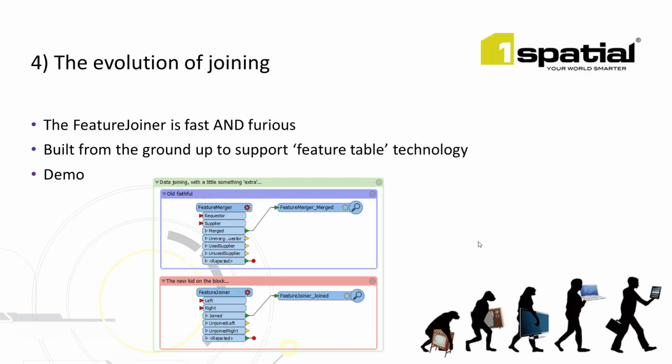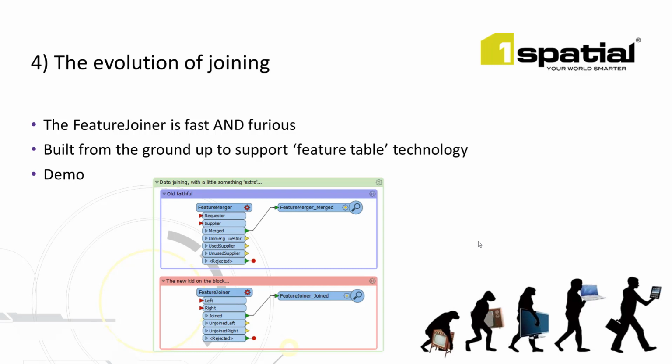So it's been built from the ground up. It supports feature table technology. If you don't know what that is, it doesn't really matter. It basically means that it goes quickly. So last year in FME 2017, we had a few formats re-engineered to support feature tables. It effectively means that the schema is only passed through the workspace once. It's not passed on every feature. So it means that the data workflows are much faster, markedly faster. So data can be consumed really quickly.